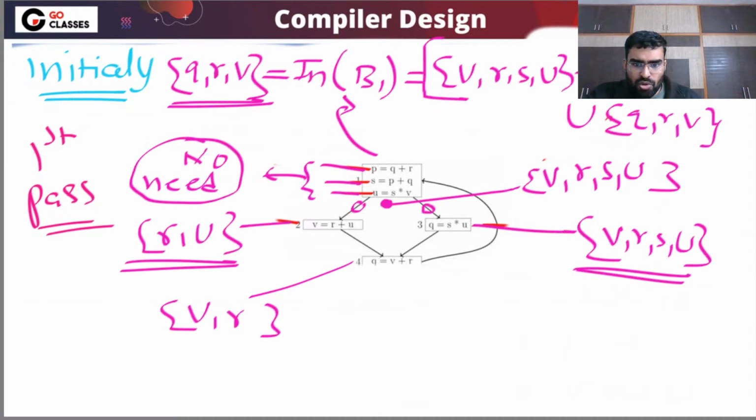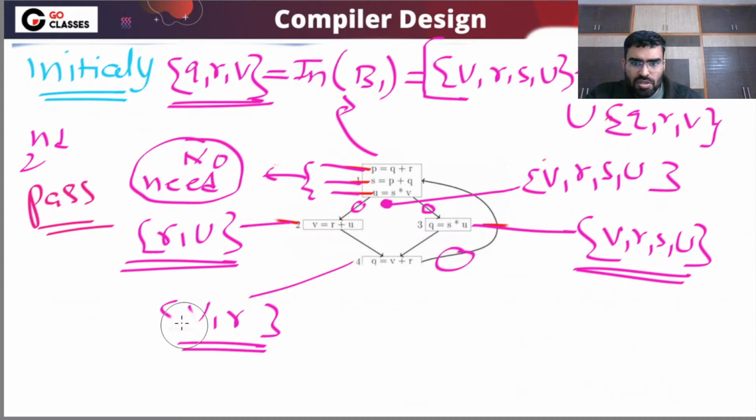So for this question, let's do the second pass. Will this change? Now you can notice this is a successor, this is a successor, and this is QRV. So finally this will actually not change because you have QRV. In the second pass this will not change.